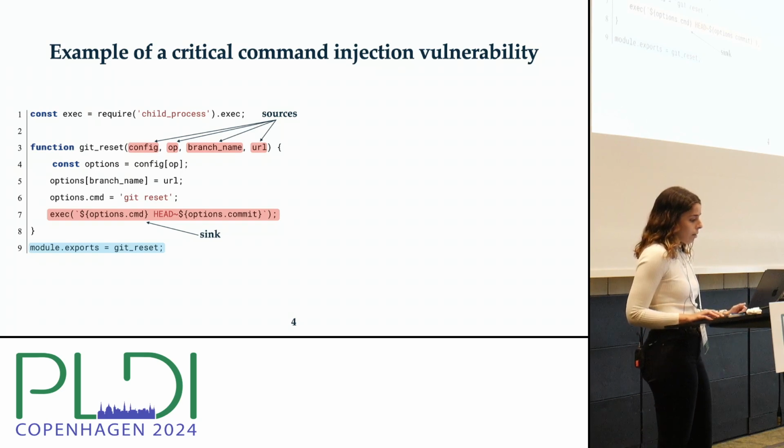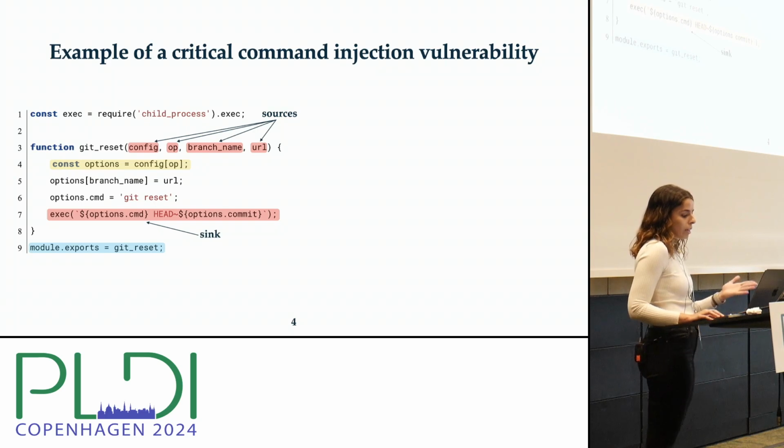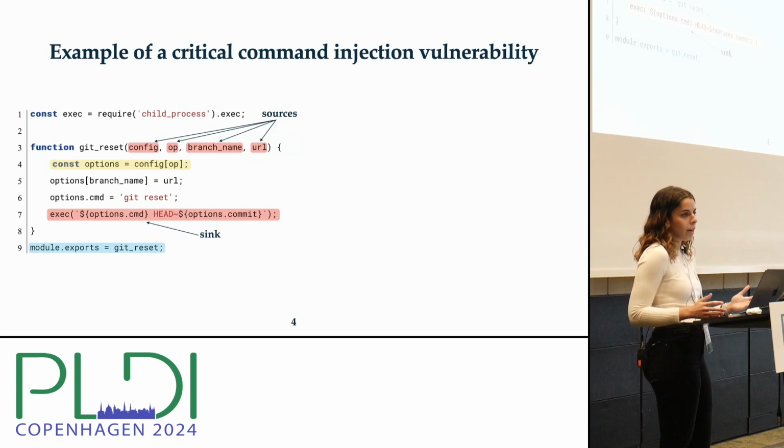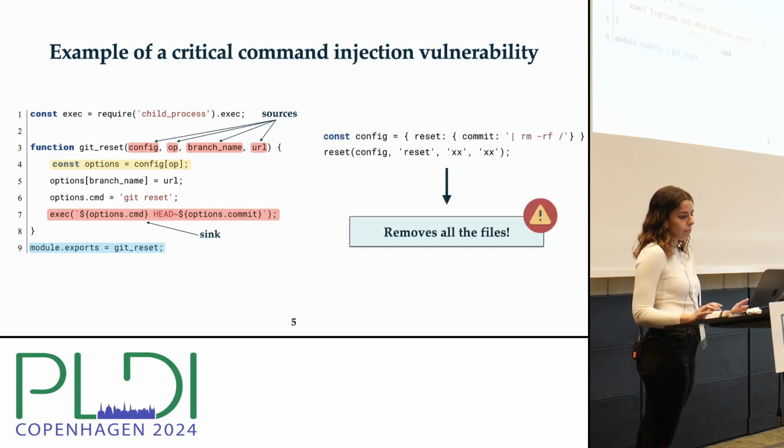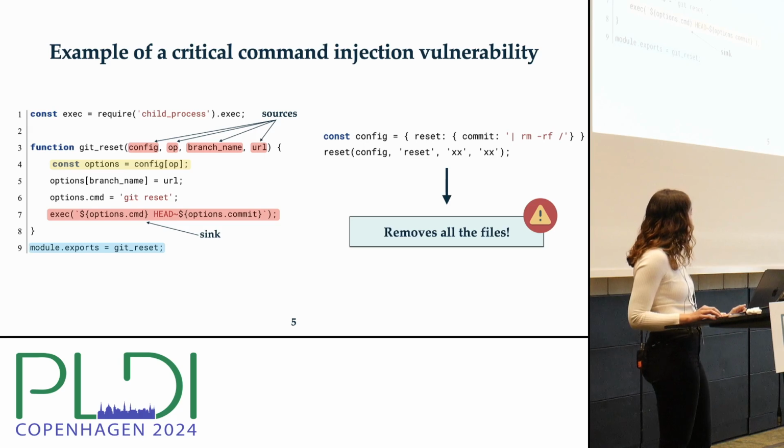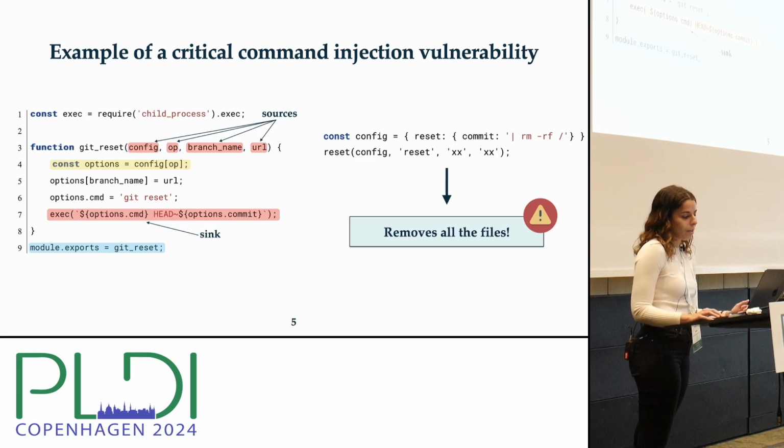In this application, this call depends on the values of options command and options commit, which are properties of the options object. And this object is defined here in line 4 as a sub-object of the config object. And so we can see that by using a malicious config, an attacker is able to manipulate the value that will reach the sink and execute an arbitrary command. For instance, if an attacker uses the following configuration, it will be able to delete all files in the server.